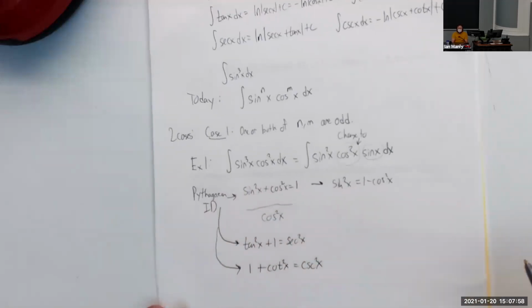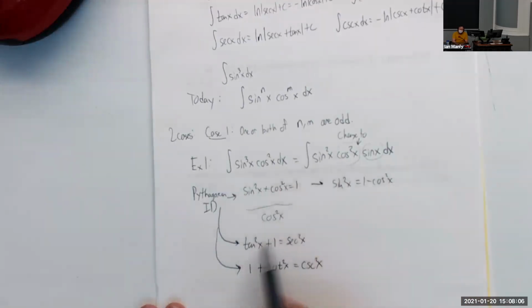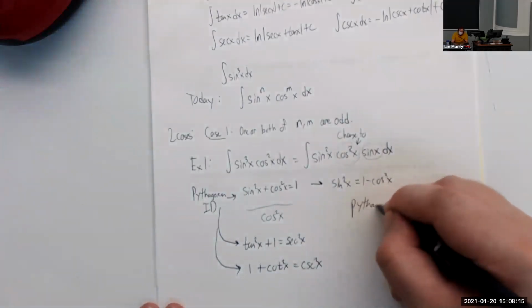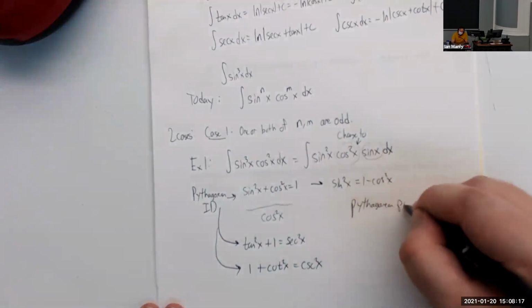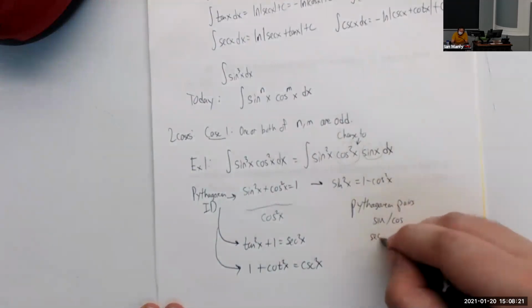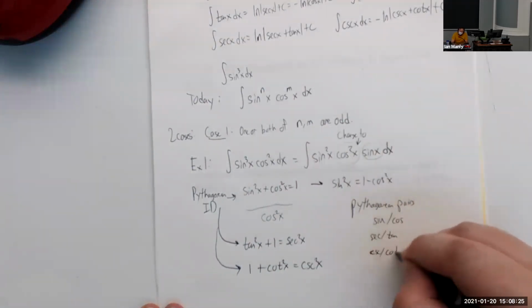So when I say transform a trig function into its opposite one or the one in its pair, I mean switch sine into cosine or vice versa. I mean switch secant into tangent or vice versa. And I switch cosecant and cotangent. So these are called Pythagorean pairs, where we have sine and cosine, secant and tangent, and cosecant and cotangent.